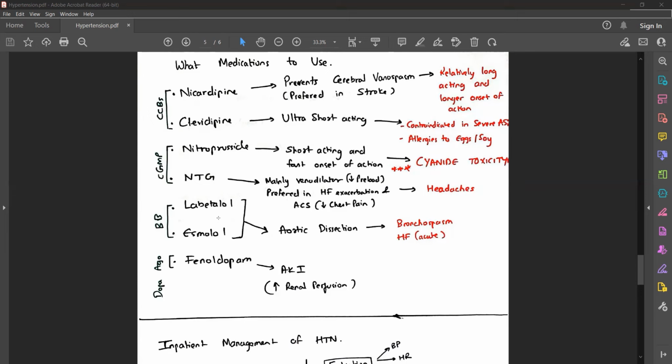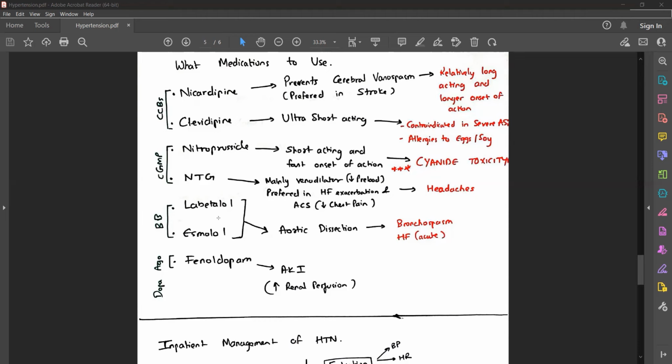Then coming to labetalol and esmolol, they are primarily beta blockers and mainly used in aortic dissection. The problem with them is they can worsen bronchospasm, and if somebody has a history of COPD or an acute exacerbation of COPD, it can worsen it. And of course, you cannot use them in acute exacerbation of heart failure because of the negative inotropic effects.